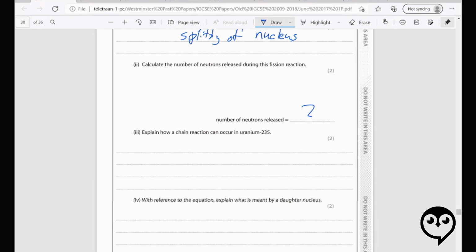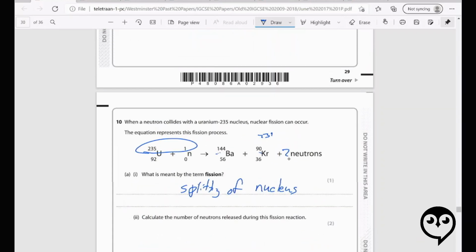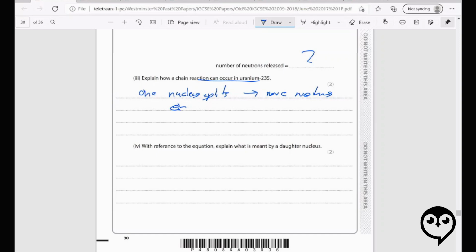Okay. Explain how a chain reaction can occur in uranium-235. We can say 1 nucleus, not atom, 1 nucleus splits, releases more neutrons, and each neutron can therefore go on and, according to our reaction here, that's 2 new neutrons being made. So each of these 2 new neutrons will go on to cause other fissions, and it's like 2 to the power of n number of times that these collisions go on. And so you can see it grows exponentially. But basically, one nucleus splits, more neutrons created, and then each neutron causes further fission reactions.